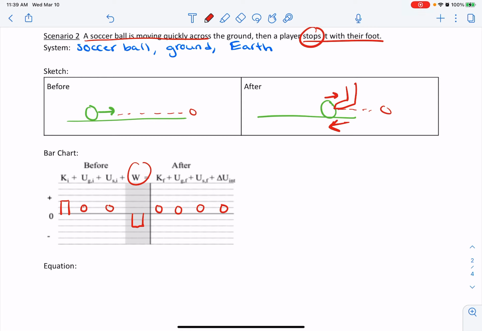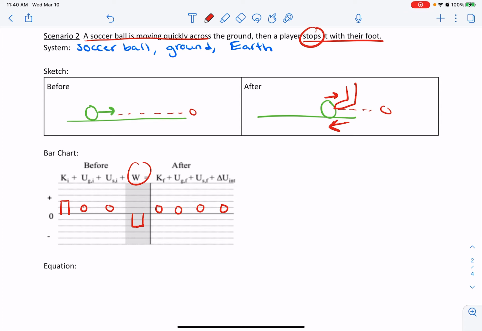That means they're exerting a force from outside the system, so there is work done. Since it's in the opposite direction of motion, and it decreases the energy of our system, that work is negative. Notice here I drew 2 bars for kinetic, and I drew a negative 2 bars for work, just to make sure that it was even.